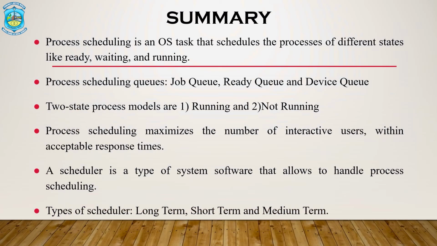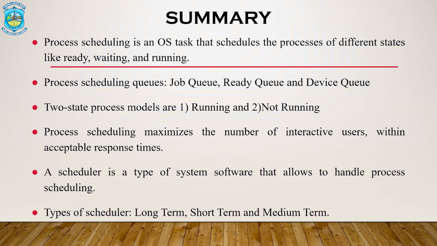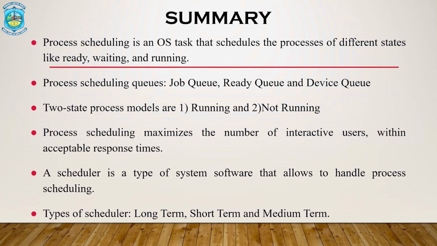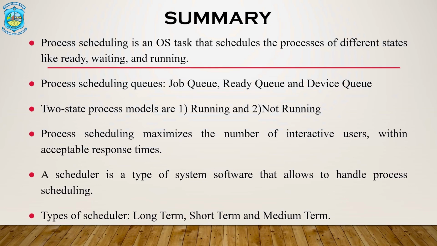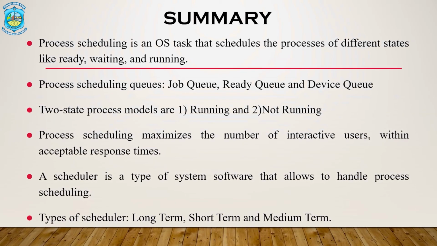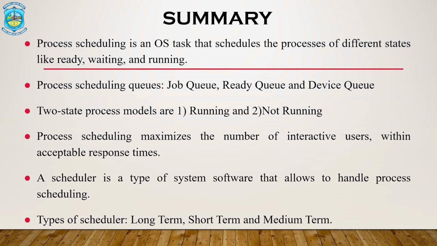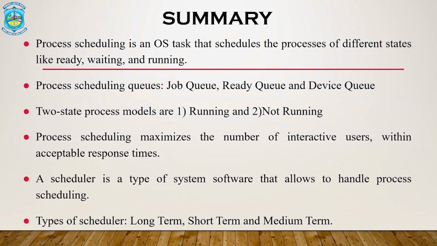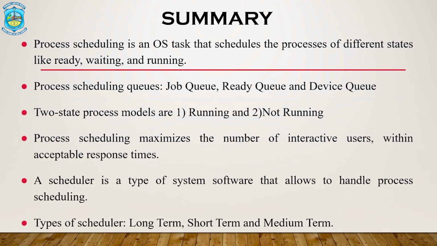Let us once again summarize the topics which we have covered in this module. Process scheduling is an operating system task that schedules the processes of different states like ready, waiting and running. Then we learned about process scheduling queues, that were the job queue, ready queue and device queue. We have also understood the two-state process model, that is running and not running.